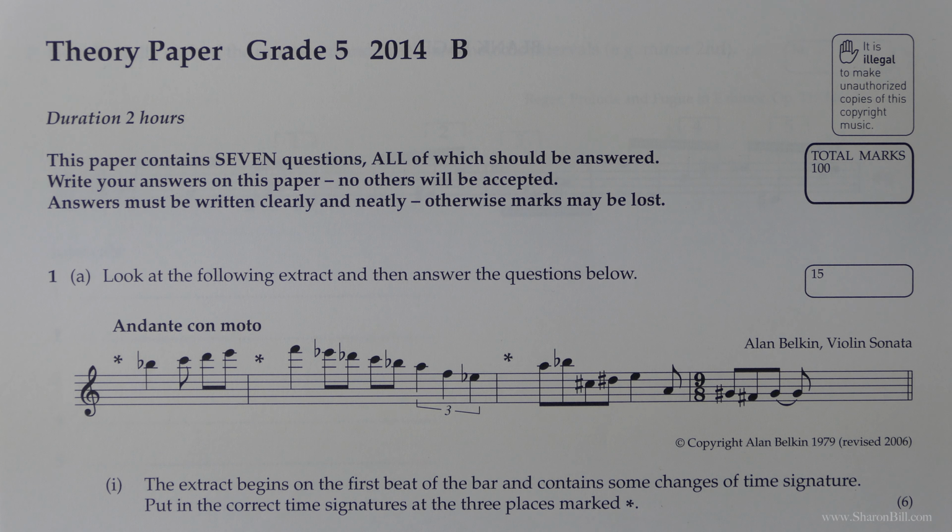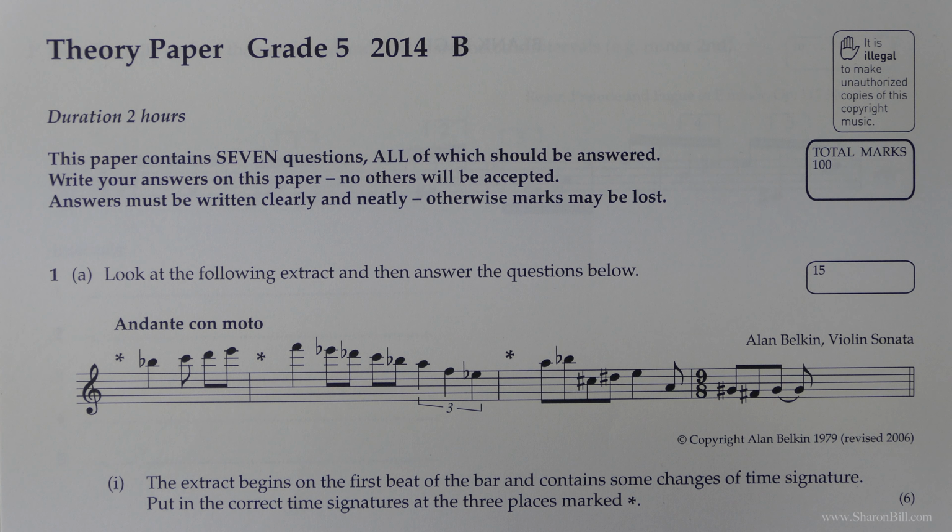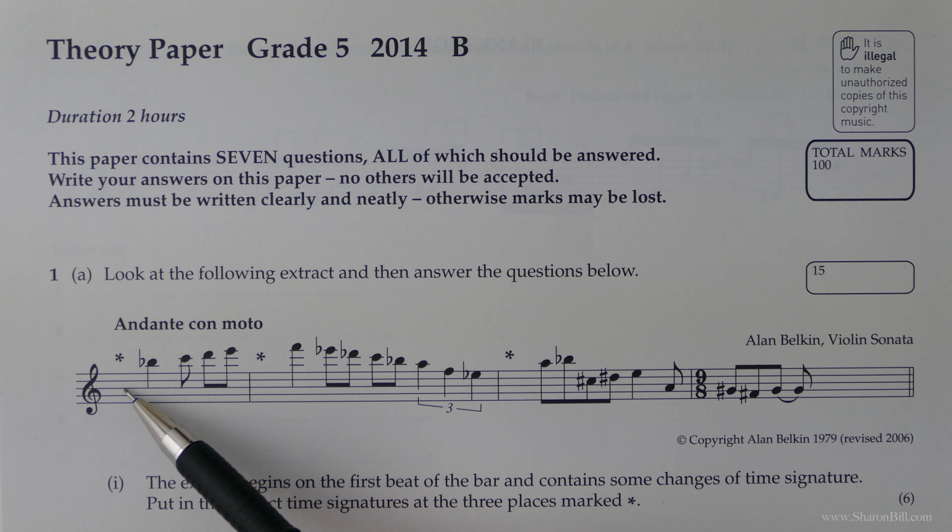So question 1 asks us to refer to this little extract here, and then we're asked to note the changes of time signature and put the correct time signatures in the 3 places marked with a little star. And so we need to just decide first of all what unit we're going to be counting in. Is our bottom number going to be 4 for crotchet beats or quarter notes? Is it going to be 8 for eighth notes or quavers, or is it going to be 2 for minims or half notes?